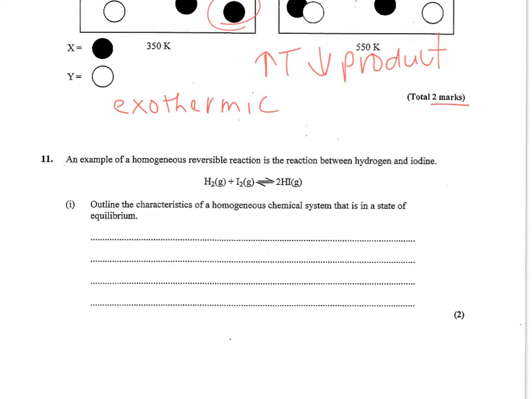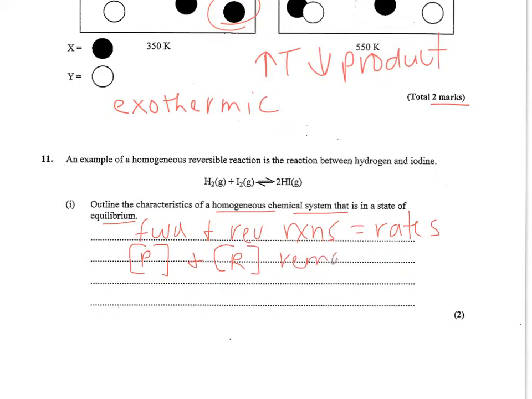The first part of number 11 asks you to outline the characteristics of a homogeneous chemical system. Now, homogeneous we didn't talk about a lot, but any chemical system at equilibrium is going to have several things in common. The forward and reverse reactions have equal rates. The concentration of the product and the concentration of the reactant remain constant. That doesn't mean they're equal to each other, but they're not changing.